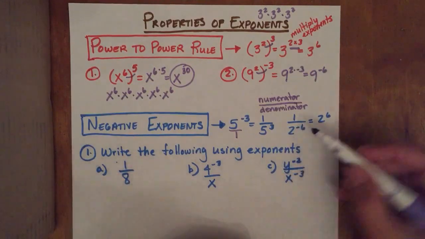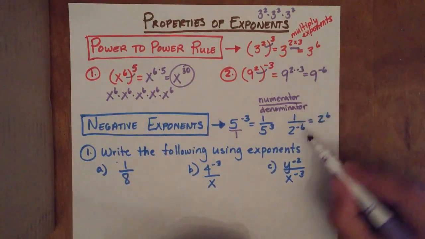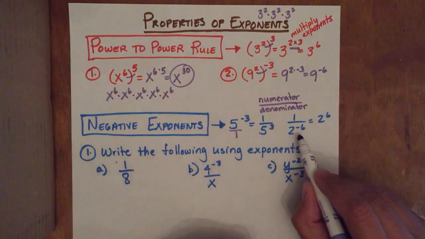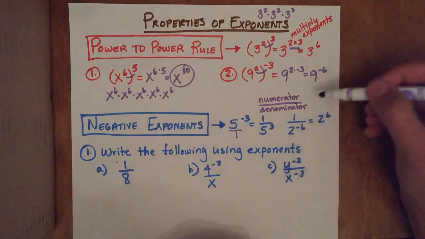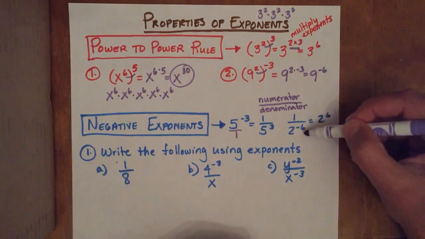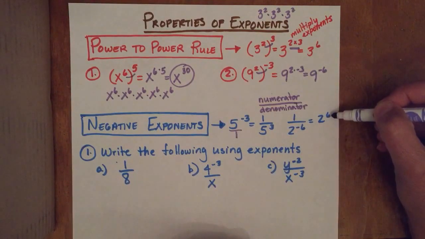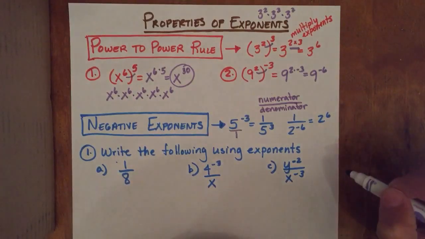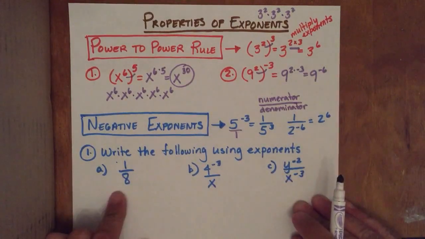Let's look at another example. Now I have 1 over 2 to the negative 6th. Again, if I want to make the exponent positive, I move it from one part of the fraction to the other. So if it's in the denominator, I'm going to move it to the numerator. So the 2 to the negative 6th goes from the denominator, up top to the numerator, and we now have a positive exponent.